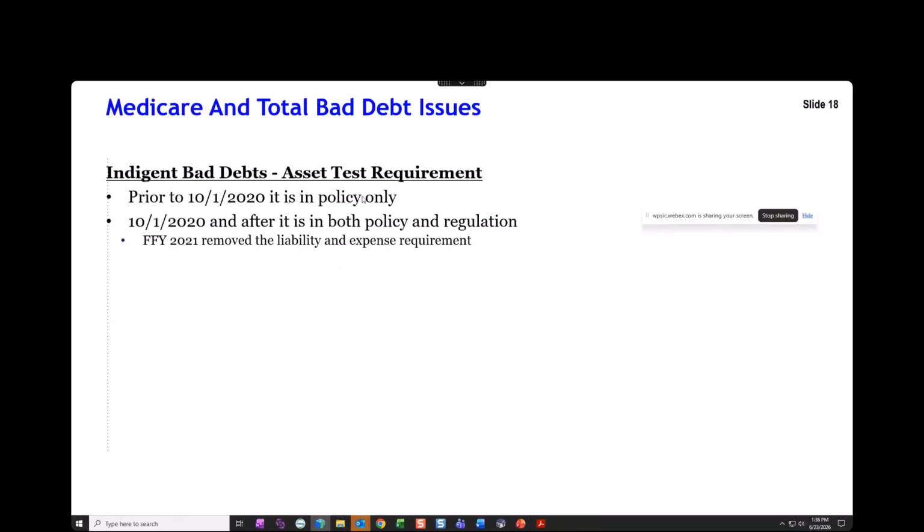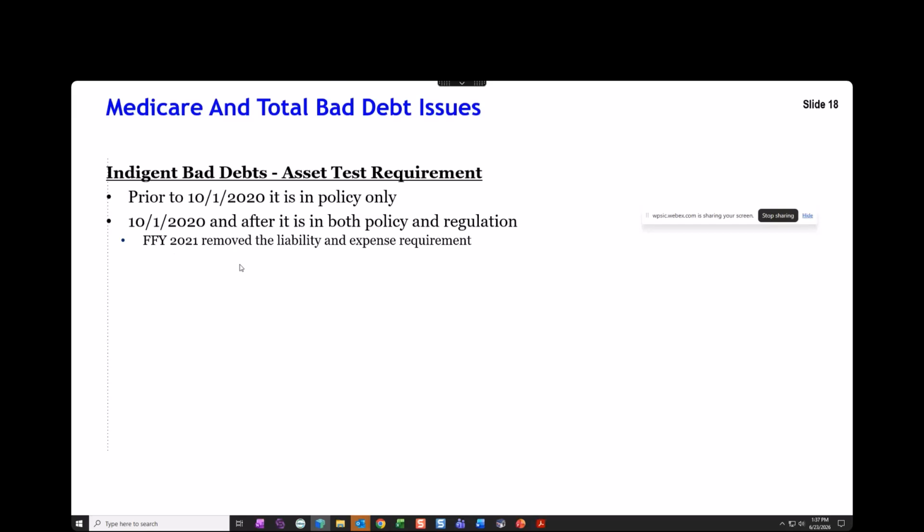So the difference here, just a slight difference, is how strong the policy is, or how strong the rule is, I should say. Prior to 10.120, it was in policy only because the regulation itself wasn't enforced at that time. But 10.120 and after, it's both in policy and regulation. The one thing that's different is that in 2021, or for 10.120 and after, they removed the other two requirements for liability and expense testing. That's no longer a requirement. It certainly behooves a provider to look at them during their review, but it's not a requirement.